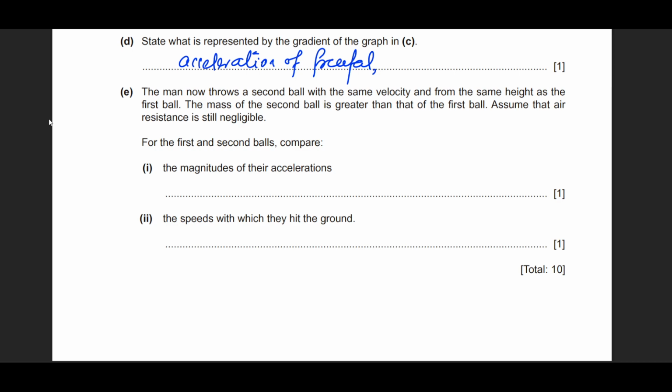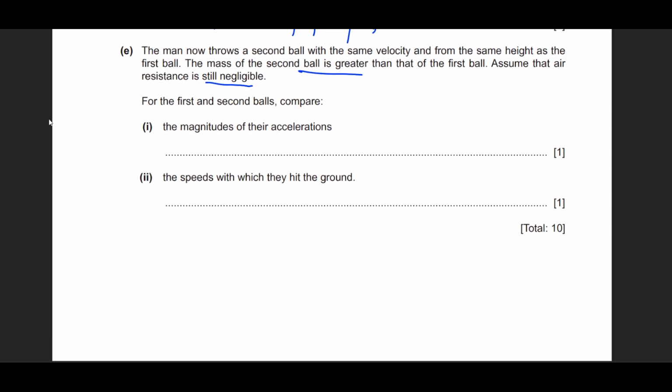He says that the man throws a second ball with the same velocity from the same height as the first ball. The mass of the second ball is greater. Assume that air resistance is still negligible. For the first and the second ball, compare the magnitudes of their acceleration. That will be the same, because the value of acceleration is 9.81, and the equations of kinematics that we use, that is v squared equals u squared plus 2as, and s equals ut plus half at squared, and for that matter, v equals u plus at.